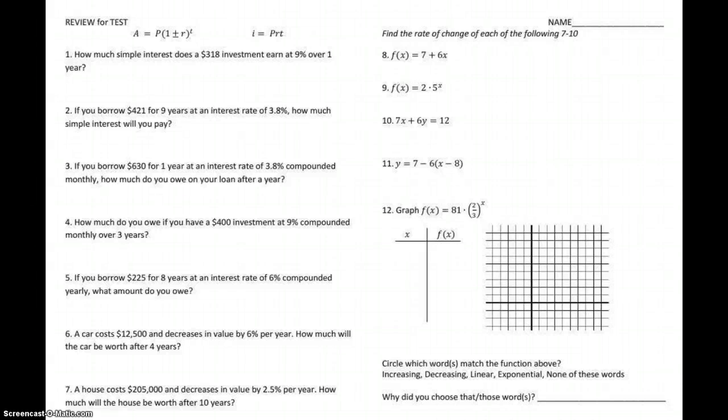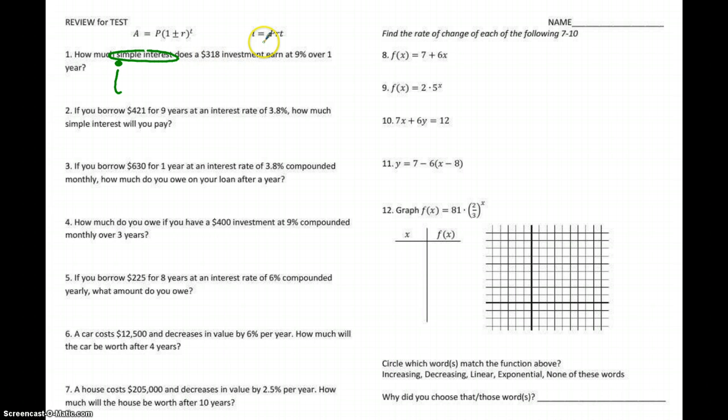So number 1, how much simple interest does a $318 investment earn at 9% over 1 year? Hopefully no one's borrowing, well, it's an investment. You're going to earn money on this. So you're investing $318 and you're earning 9%, which is pretty good for you. It says simple interest, so we need to keep that in mind.